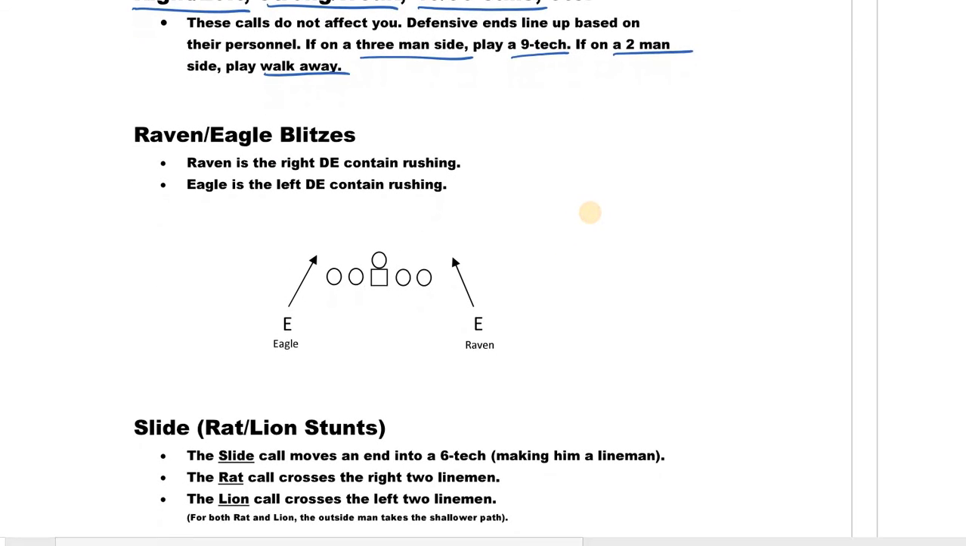Here are some calls that do apply to defensive ends. Raven or eagle. These are called contain rushes because as you are rushing, you're not just going in full steam. You are trying to get the ball carrier, but if you have a back that flares out, you have to peel off and go to it in case the quarterback is going to toss the ball to him. That's eagle and raven. Raven would be the right end because it starts with an R. Eagle would be the left end because it starts with an E.